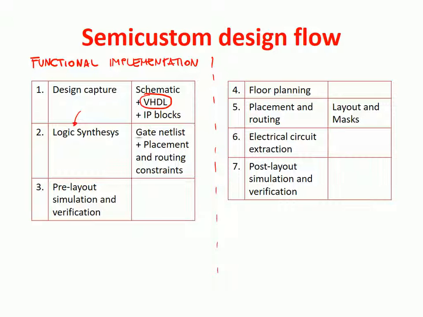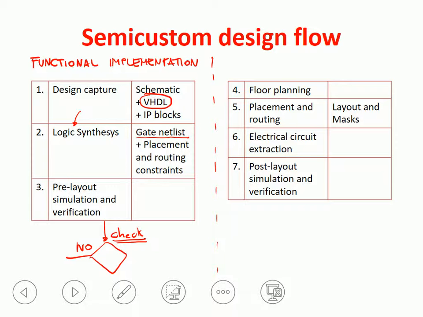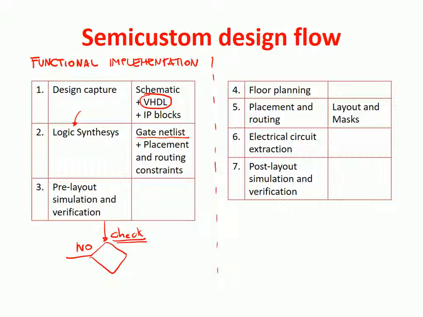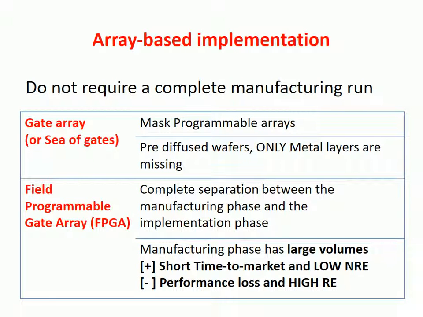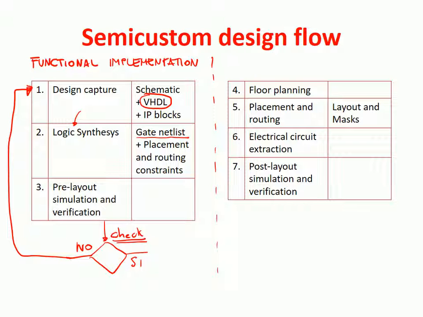But when we have a gate netlist, we can make a pre-layout simulation and verification. So we can make a simulation of the chip before making a layout, only on the basis of the gate netlist. We know all the gates that compose our digital circuit, and therefore we are able to verify the operation of the circuit. So we make a check after the end of the pre-layout verification. If after the check the circuit does not work as expected, we have to go back and understand what's wrong and redo this step. Okay? If it works, then we are done with the functional implementation, and then we can move to the physical implementation.